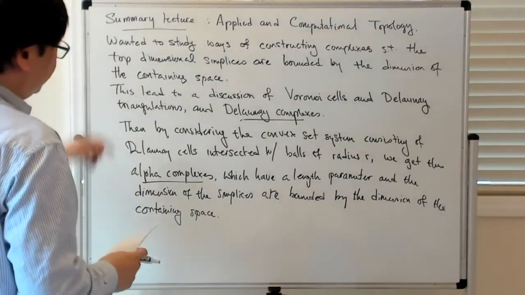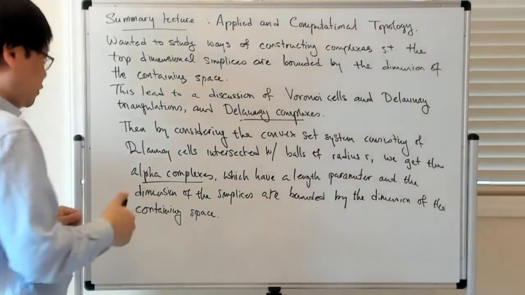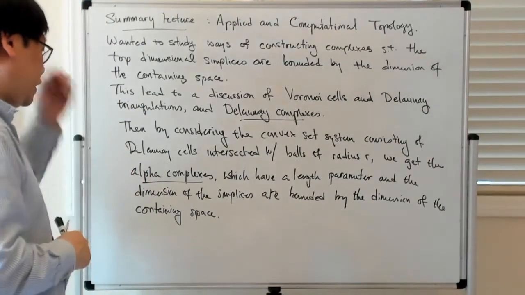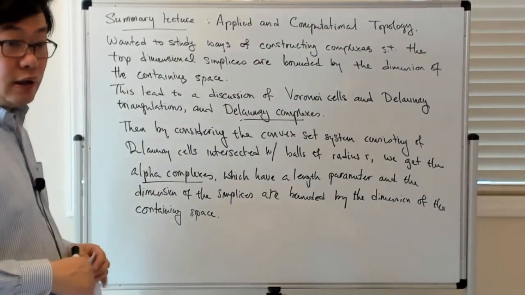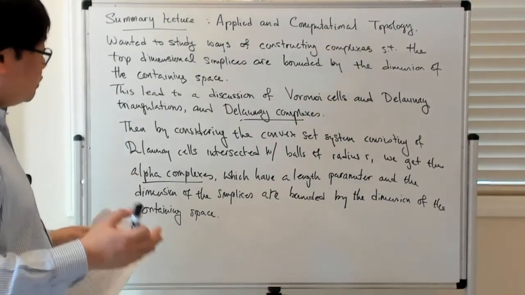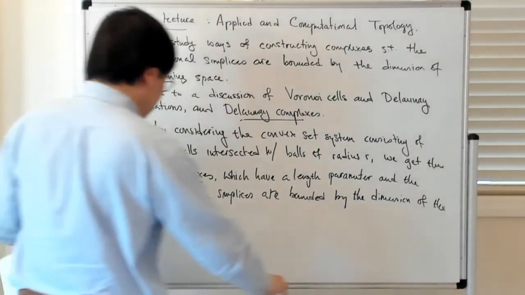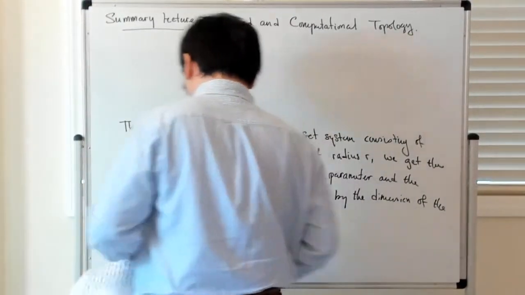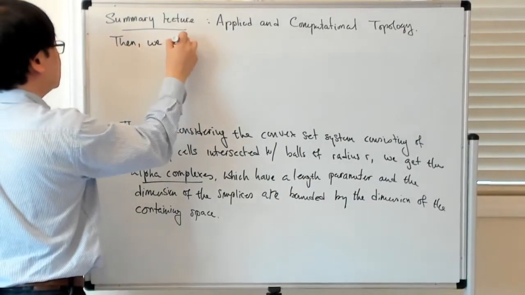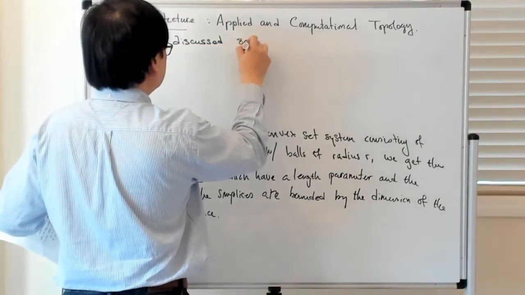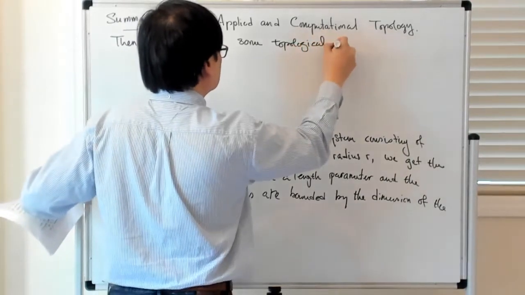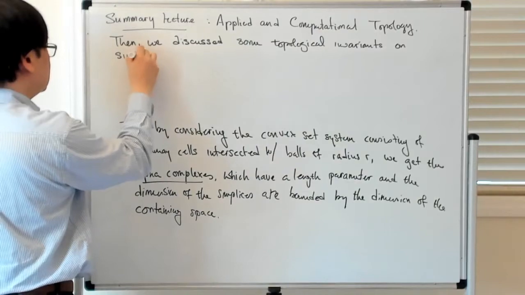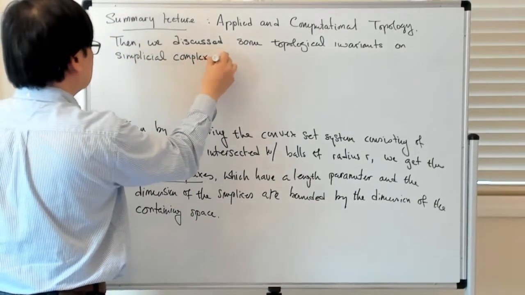So in particular, the alpha complexes give you a way of taking point cloud data and constructing a complex, which is a generalization of some sort of triangulation. And then on this complex, we want to start talking about how you compute topological invariants. And that's what leads to the discussion we had in the course about homology and things along those lines. So then we discussed some topological invariants on simplicial complexes.